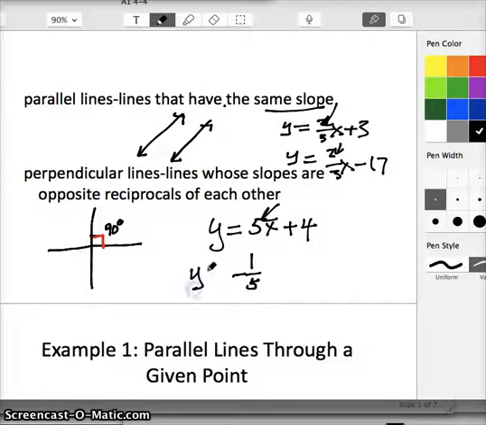If I have a line that has a negative 1/5 slope, it doesn't matter what the y-intercept is, 725, negative 4053. The reality is that these two lines are perpendicular. So if I were to graph them, they would be perpendicular to one another. We'd have that situation there. So that's what you need to know for the next couple of examples.